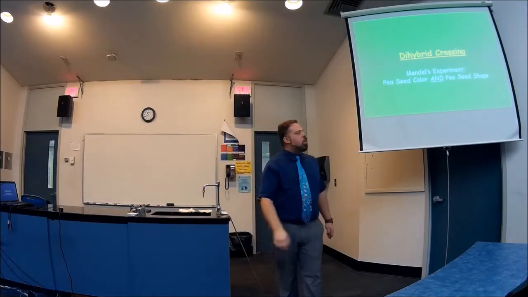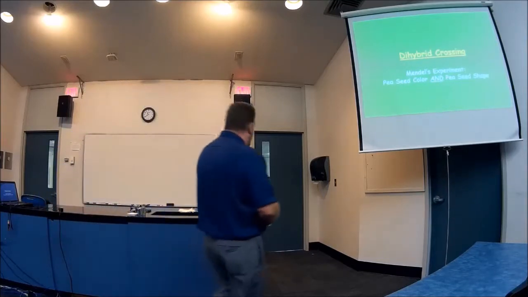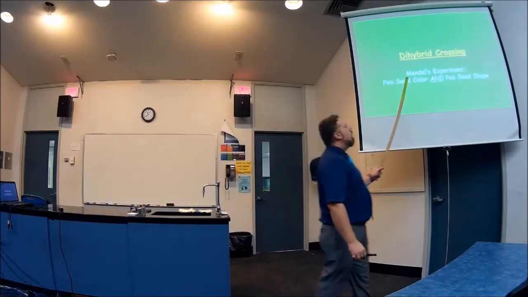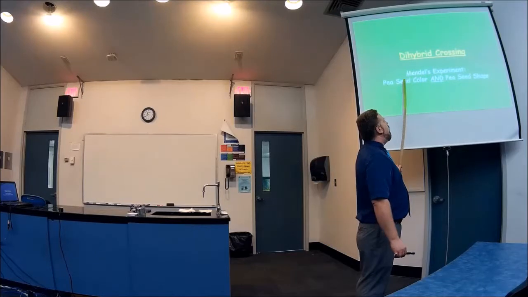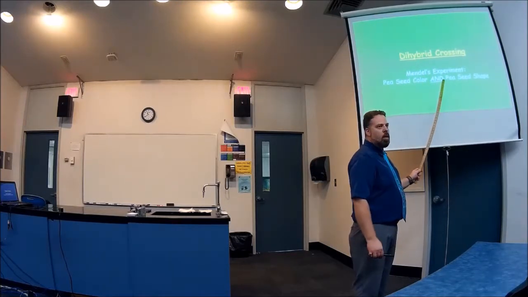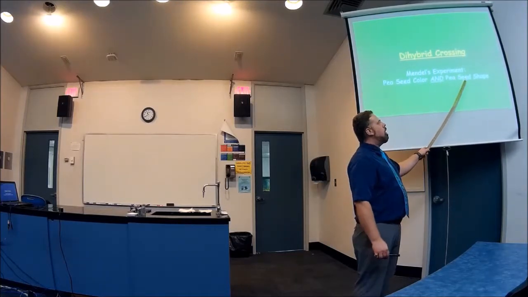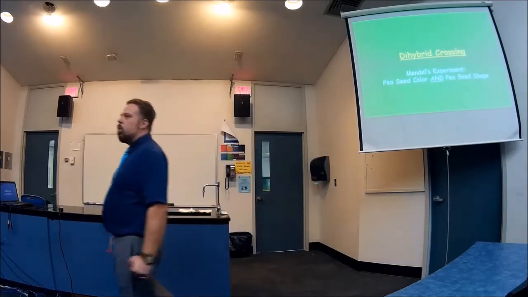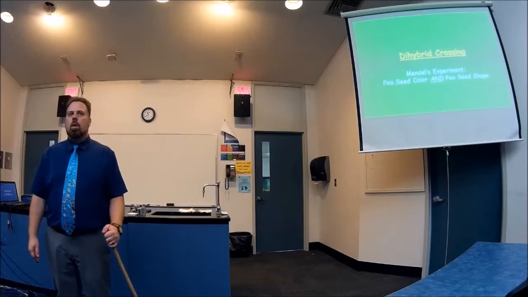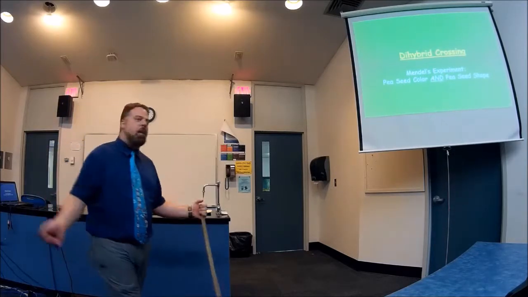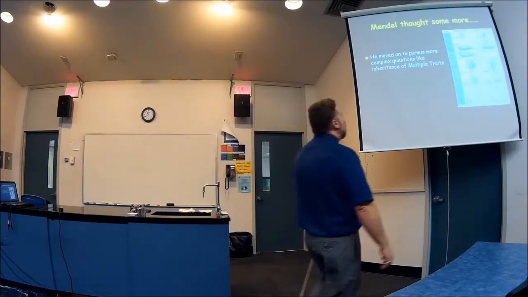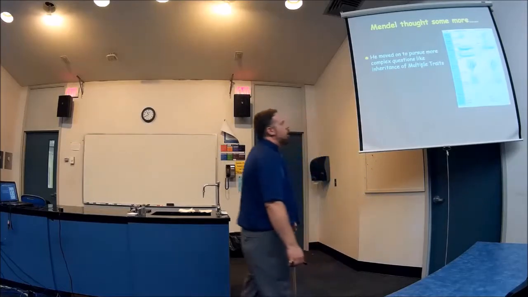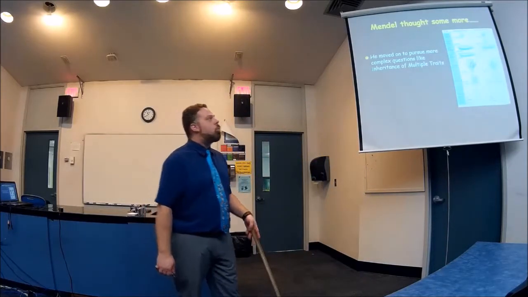There are a lot of different traits you could do with peas, but what he chose to do was look at pea seed color, not the petals, the seed, and also the pea seed shape, whether they're smooth or wrinkled, whether they're yellow or green. So we're putting another factor in there. So he moved on to pursue more complex questions, like inheritance of multiple traits.